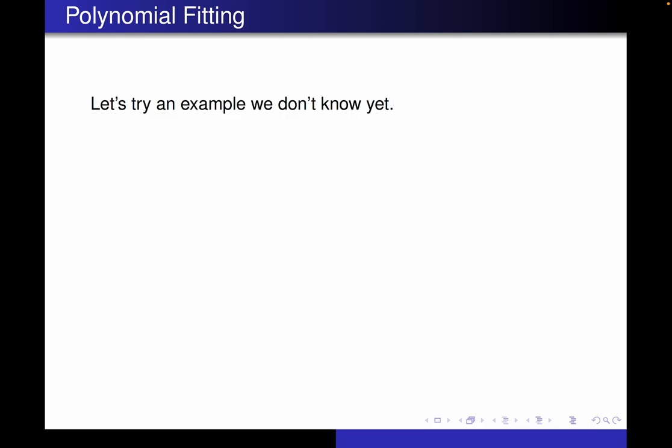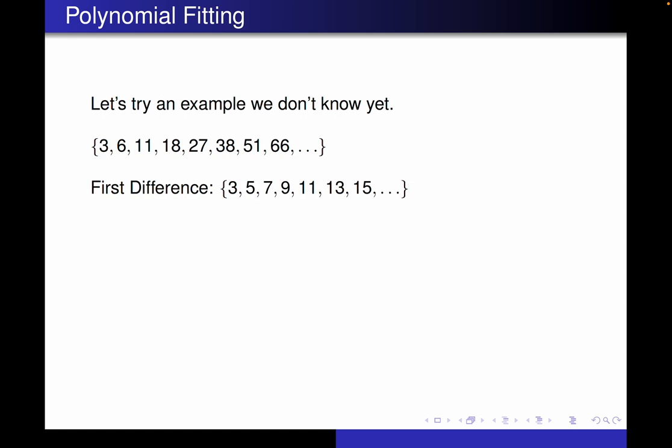So let's try another example that we don't know about yet. We don't know if it's a polynomial or not. So 3, 6, 11, 18, 27, etc. If we look at the first difference, we get 3, 5, 7, 9, 11, 13, 15. That looks familiar. That's an arithmetic sequence. So if we take a second difference, we're going to get a constant sequence.